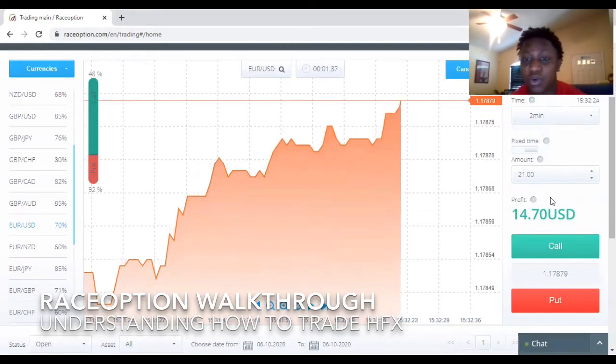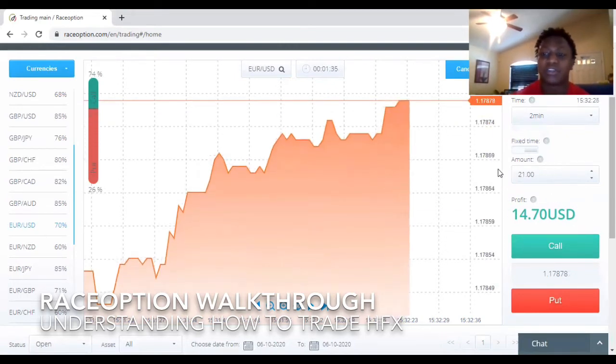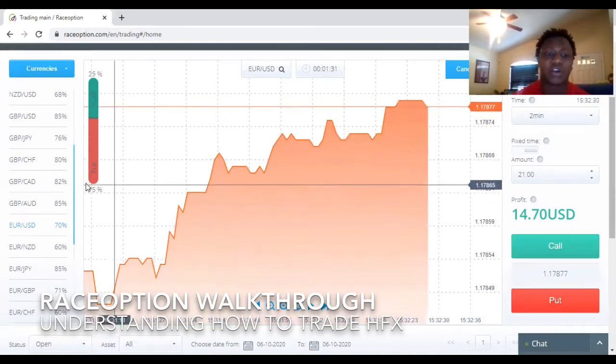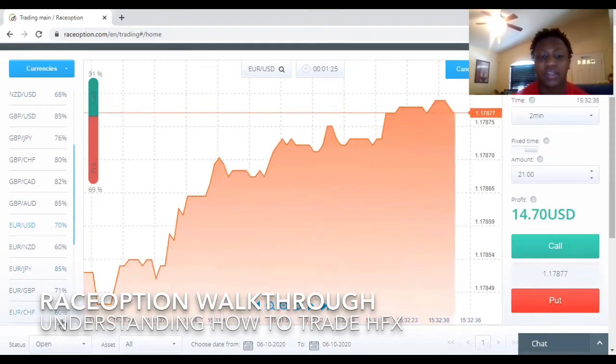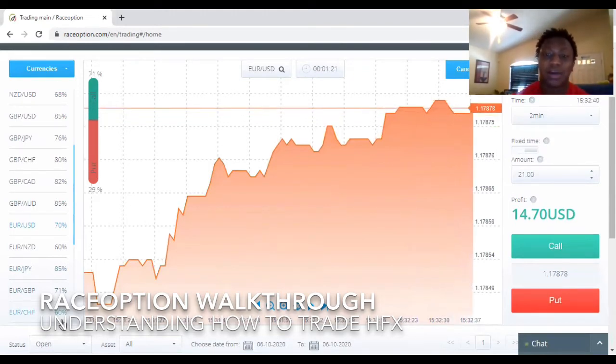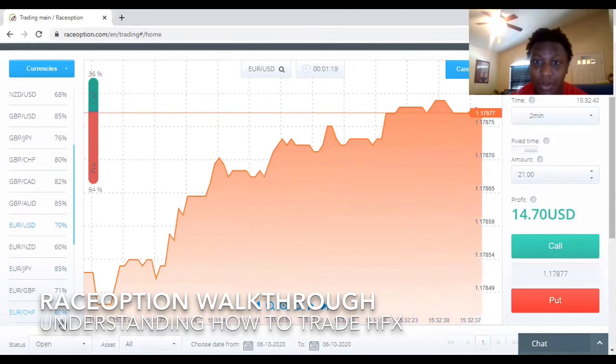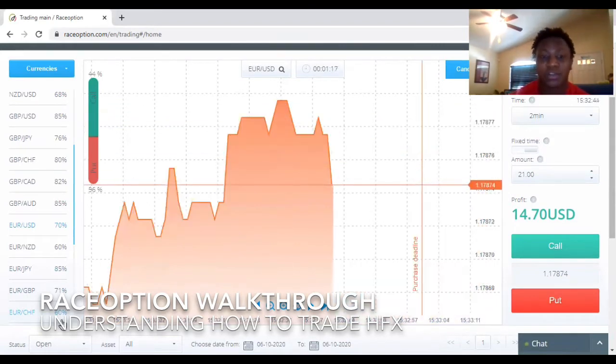So how HFX works is that when you're risking your dollar amount, $21 for instance, you want to stick with a currency pair that is going to be paying out 70%. So these are what these percentage numbers mean on the left-hand side of the chart. You always want to stick with a currency pair that pays out 70% or better, and that's how that works.